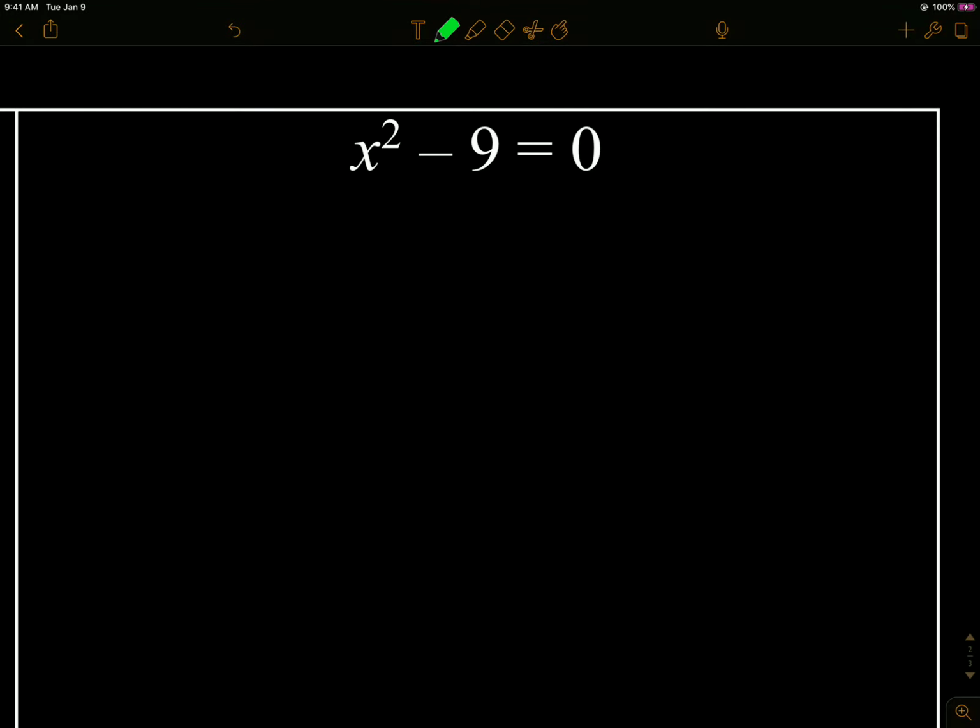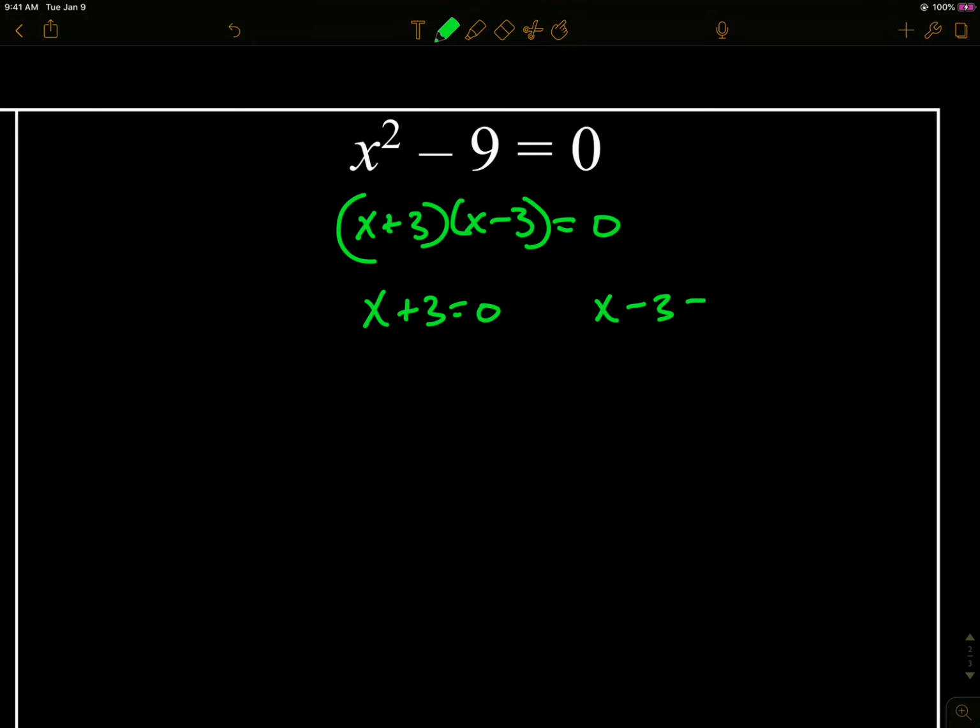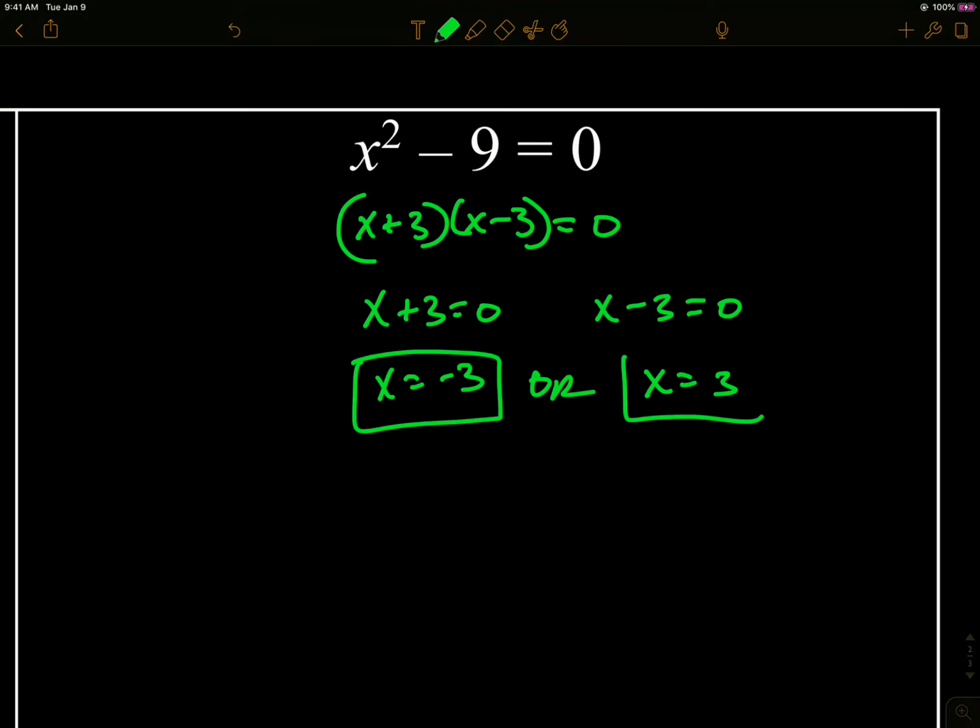Okay. Oh, this one's already set up. We just need to factor. Ooh, I noticed this one's a difference of two squares. Those are my favorite ones to factor because they're so easy. The square root of x squared is x. The square root of 9 is 3, so that's where my x's and my 3's come from, and then I know it's plus and minus. I can now apply zero product property. So I get x equals negative 3 on this factor, or x equals 3 on that factor.